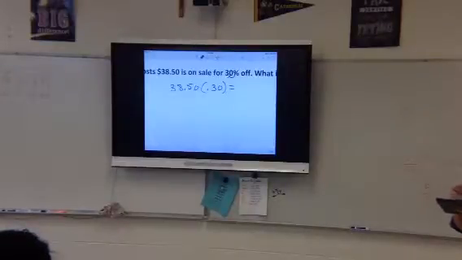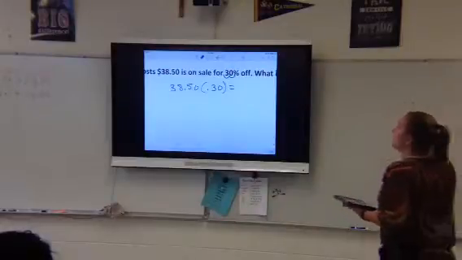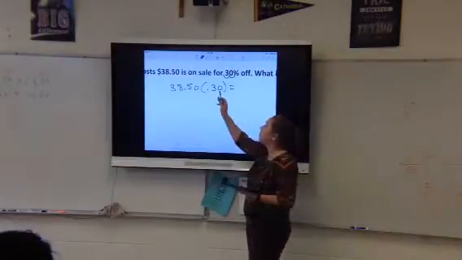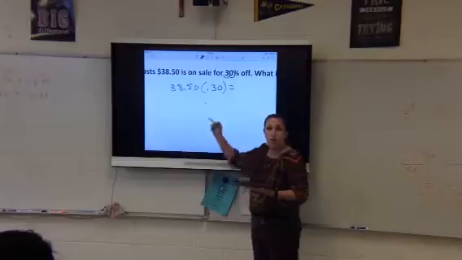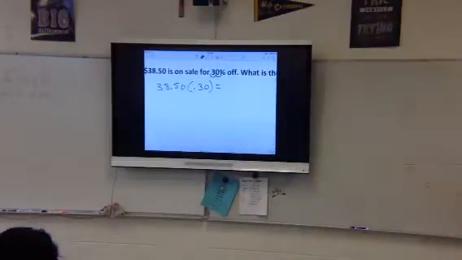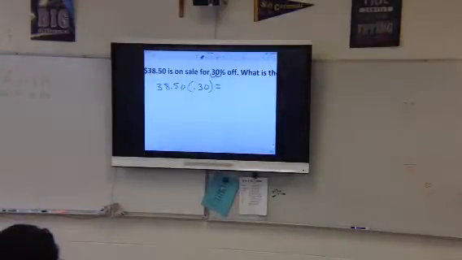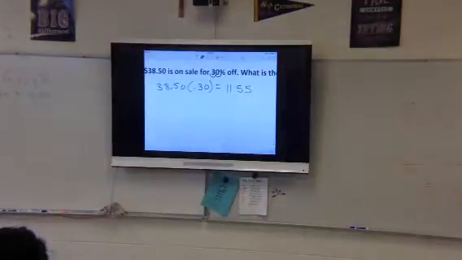So let's stop there. So she's taking 38.50, right? 30% off, we're gonna multiply by 0.3, move it 2 over. Okay, so let's go ahead and multiply that out first. So what do we get there? 11.55. Okay, now if it's discounted, what are they gonna do with that 11.55?